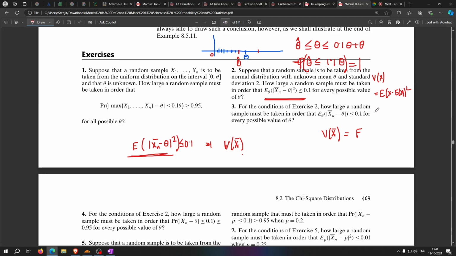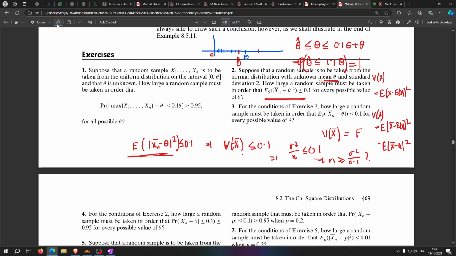So what is going to be the variance of x bar? Variance of x bar is the expectation of x bar minus expectation of x bar, squared, which is just the expectation of x bar minus mu, squared, right? Here I have taken mu, they have taken theta, the unknown mean. Theta is the unknown population mean. So this is just the variance of x bar, and that should be less than or equal to 0.1. Now what is the variance of x bar? We know it is sigma squared by n. It should be less than or equal to 0.1. So my n should be bigger than sigma squared by 0.1. That's it. The sum is done.